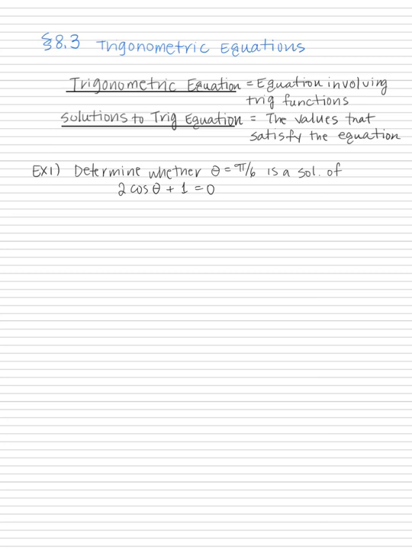Okay, so let's go over example number 1 and determine whether theta equals pi over 6 is a solution of 2 cosine of theta plus 1 equals 0. So you're going to have to plug pi over 6 into where you see theta, and then make sure that the equation holds. So let's just do this. When theta is pi over 6, is 2 cosine of pi over 6 plus 1 going to equal 0? This is what you need to be asking.